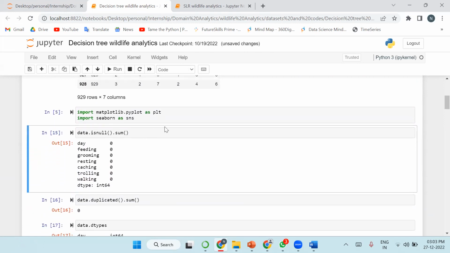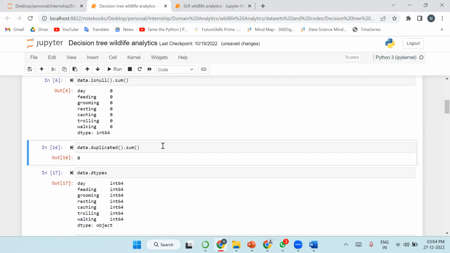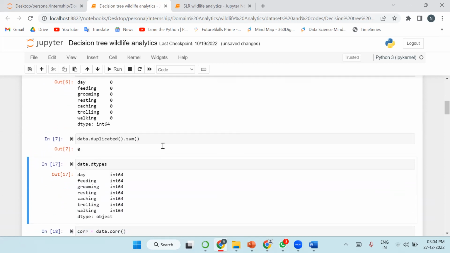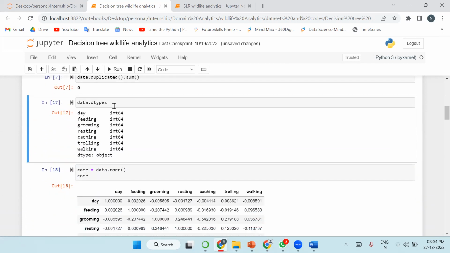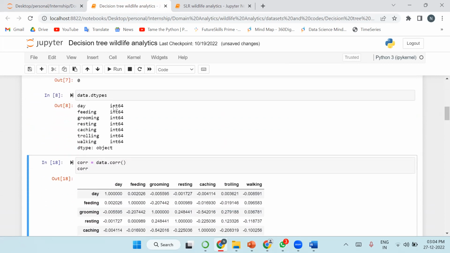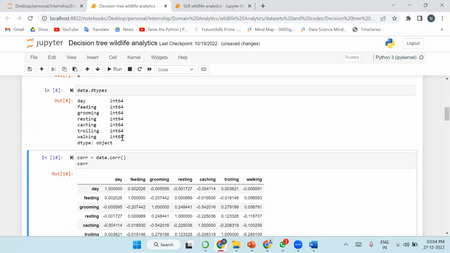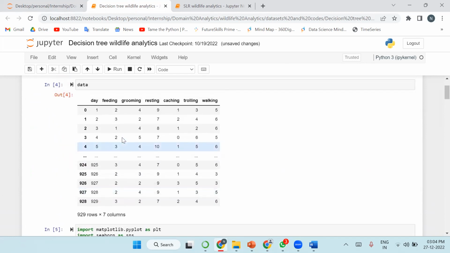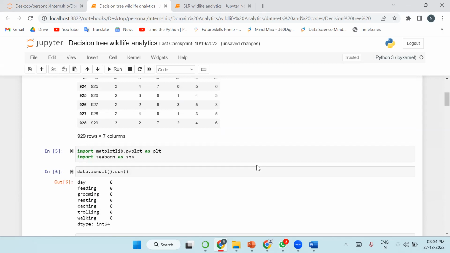We'll see if we have any missing values in the data: data dot isnull dot sum. And then we also check for the duplicated values, which we don't have any. And then the data type of the columns or the features we have, which are all in an integer format, because all of these are in numerical format.